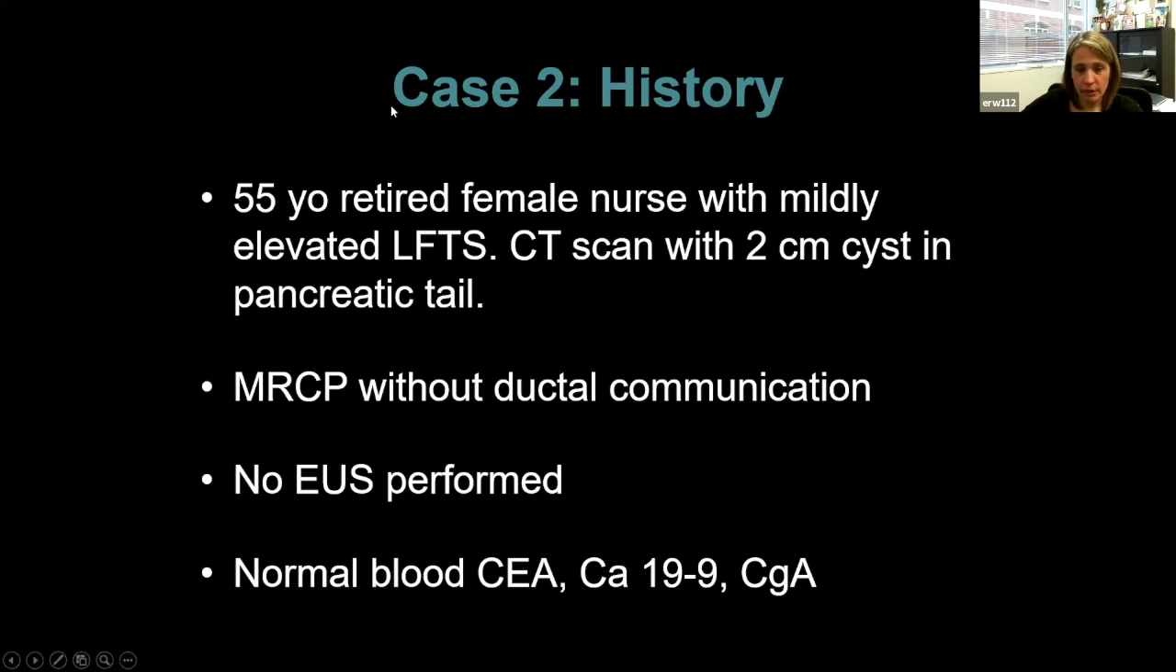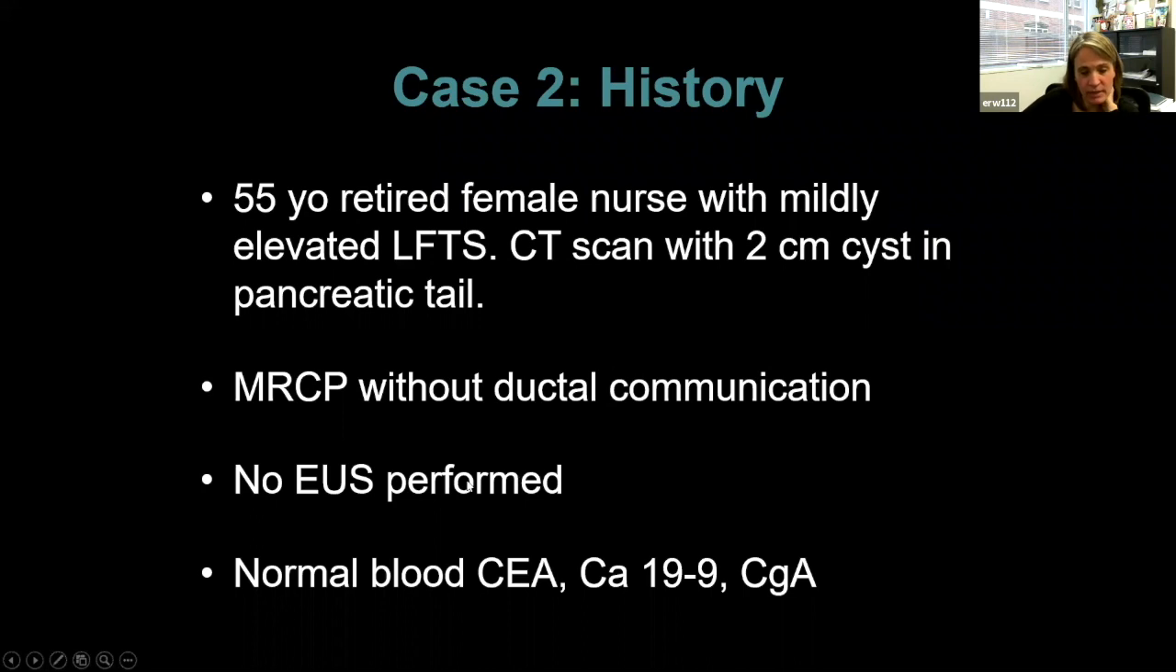Okay, good. So we did case 1 last week, so I'm just going to move on to case 2 as an illustration of where some of these questions come up clinically. This case is a 52-year-old woman who has mildly abnormal liver function tests. She got a CT scan that had a 2-centimeter cyst in her pancreatic tail. There was an MRCP. This did not show any evidence of ductal communication.